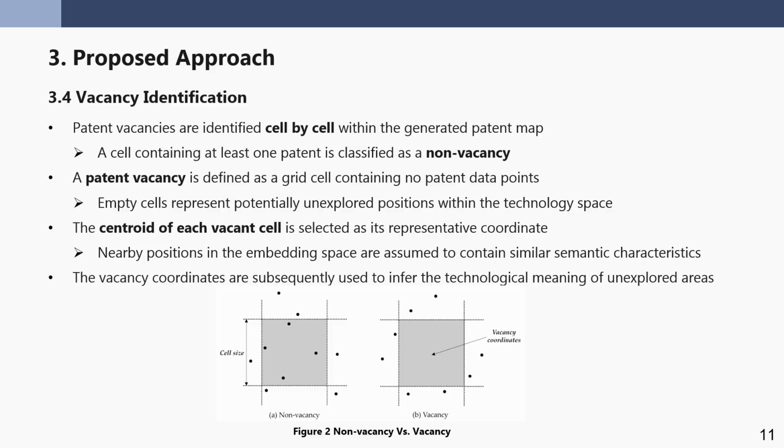For each vacancy, the centroid of the empty cell is selected as its representative coordinate. This is based on the assumption that nearby positions in the embedding space have similar semantic characteristics. These vacancy coordinates are then used in the next step to reconstruct the technological meaning of the unexplored areas.